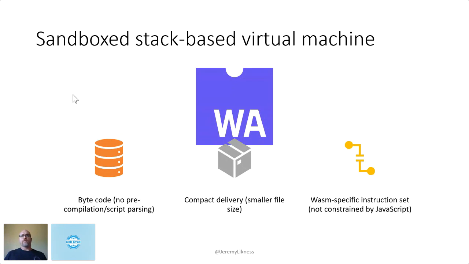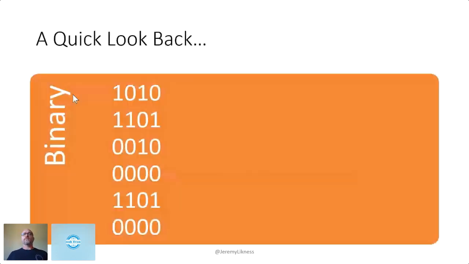WebAssembly provides bytecode. This is actual code that streams into the session without having to be interpreted like a script. So when you load that code, it's a direct array of bytes. This provides a much smaller file size, and it has its own specific instruction set. If you're familiar with assembly language, there are different opcodes and operations. So it's not constrained by the JavaScript language. It is basically provided as a set of specific instructions, and we'll dive into that a little bit more.